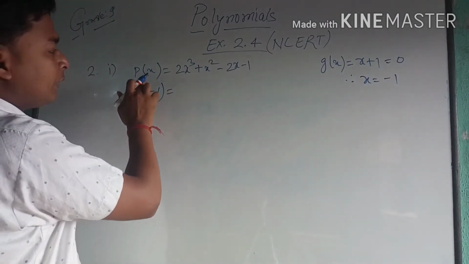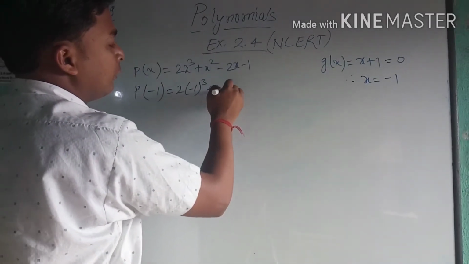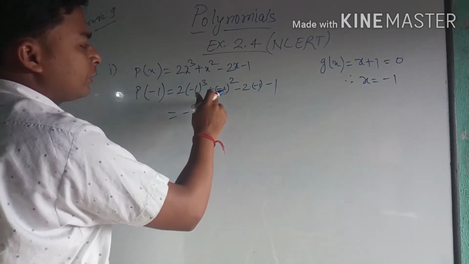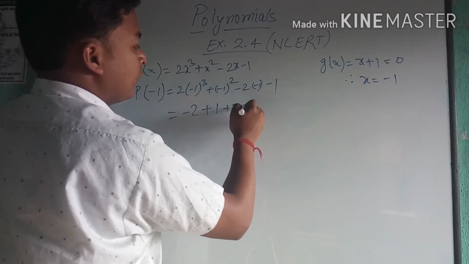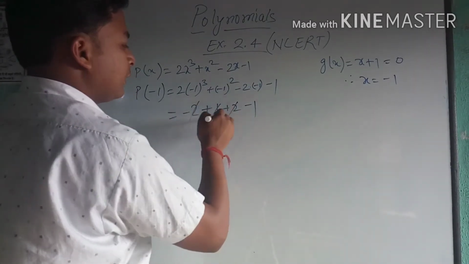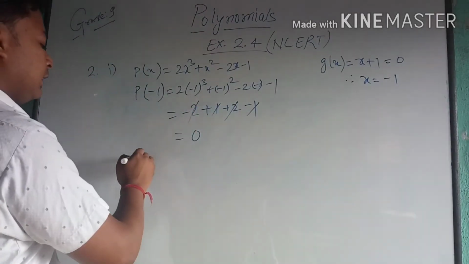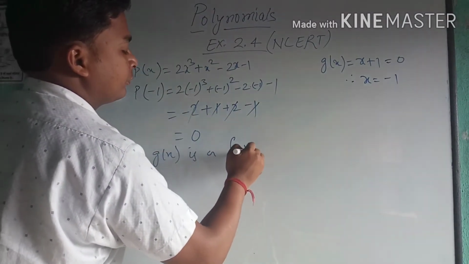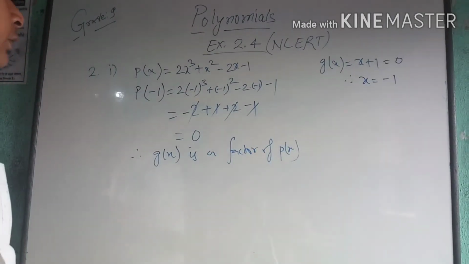So we are replacing the value of x with minus 1. 2 into minus 1 whole cube plus minus 1 whole square minus 2 into minus 1 minus 1. Now this is nothing but minus 2 plus 1, again it is minus 2, minus minus plus 2 and minus 1. This is cancelled with this part and this is cancelled with this part. So hence the remainder is 0. So we can certainly say that g(x) is a factor of p(x).